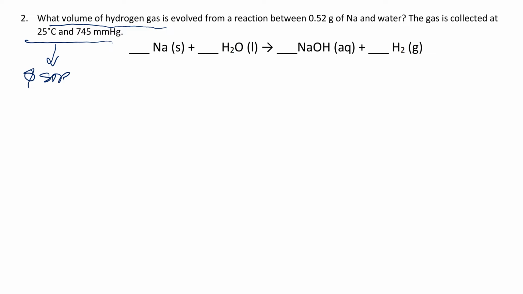However, remember with the ideal gas law, you need the following things. You need the pressure, volume, number of moles, R is your gas constant, and T is temperature. If you can kind of tell, you only have a volume of hydrogen gas you're trying to find. This is what you're trying to solve for in the end. However, you need the moles of your gas in order to use this equation. Since we don't have that yet, we have to convert 0.52 grams of sodium to moles of hydrogen gas.